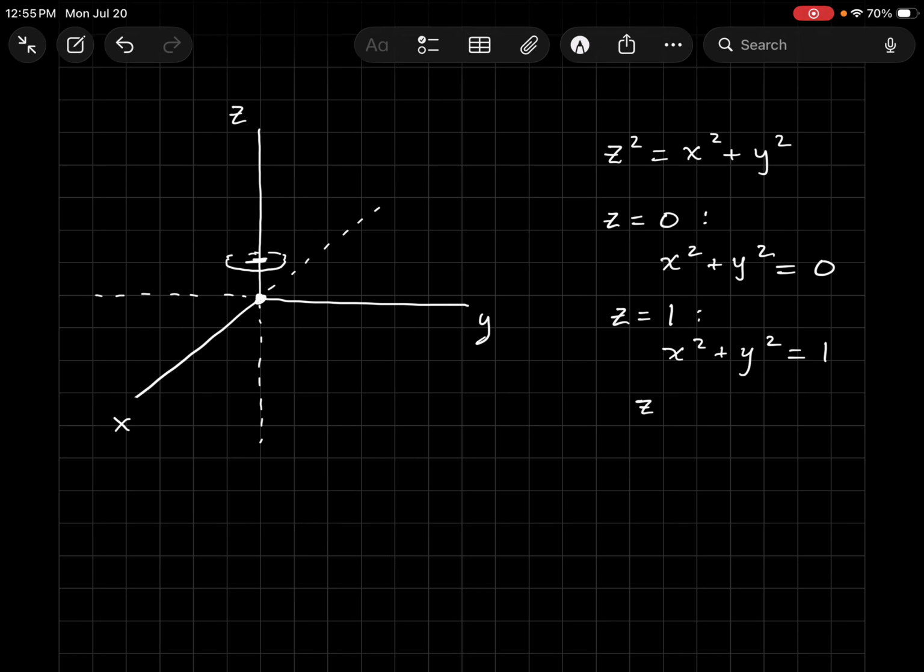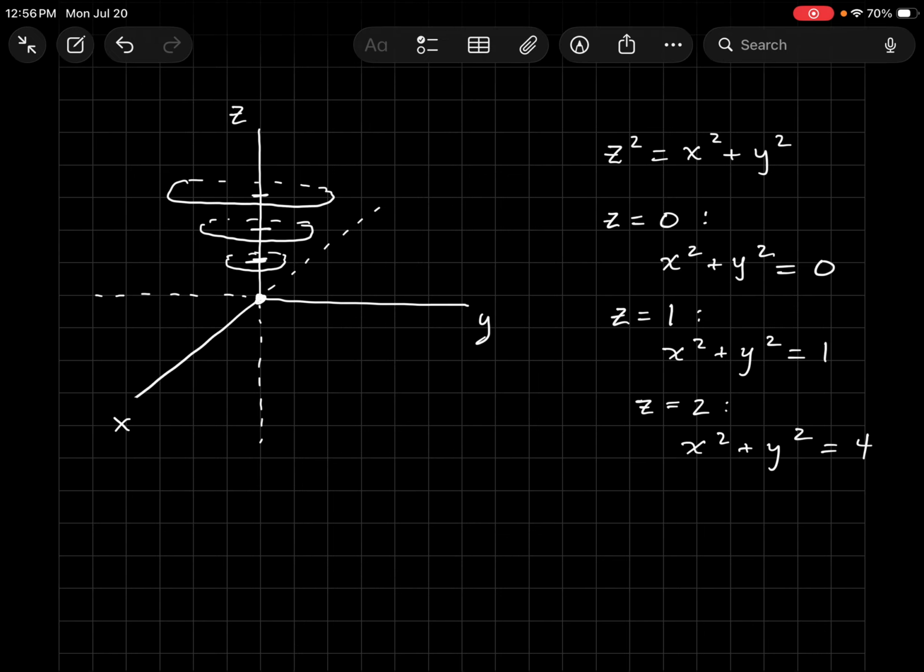How about at the height z equals 2? Well, we have another circle, x squared plus y squared equals z squared, or 4. So at the height z equals 2, we have a circle now that has a radius of 2. And I think you see what's happening. When z equals 3, we have a circle with radius of 3.